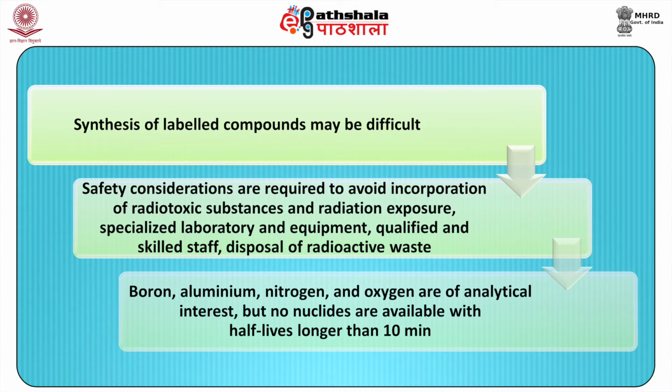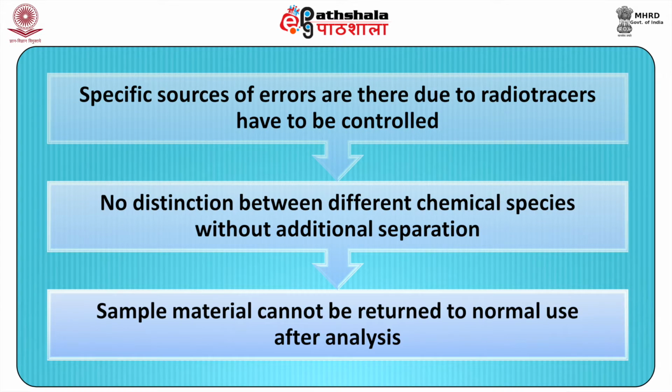Boron, aluminium, nitrogen and oxygen are of analytical interest, but no nuclides are available with half-lives longer than 10 minutes. Specific sources of errors due to radiotracers have to be controlled. There is no distinction between different chemical species without additional separation. In general also, sample material cannot be returned to normal use after analysis. So these probably are the biggest disadvantages of radiochemical techniques.